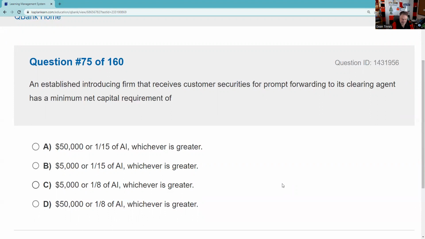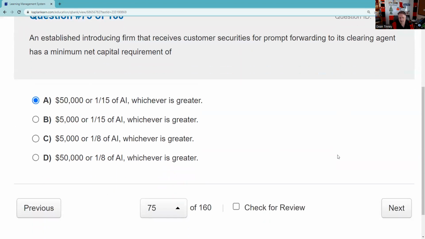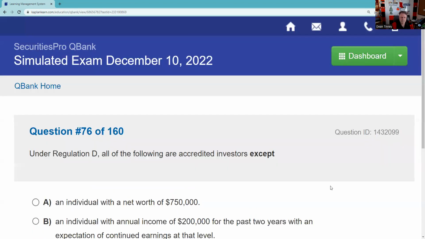So, the 3 standards of net capital are a hard dollar amount. In this case, it's 50 because you're accepting the securities for prompt forwarding. If you weren't doing that, it would be 5, but you're doing the prompt forwarding. So it's 50, and then it's $1 net capital for every $15 in aggregate indebtedness. The last standard I would know for net capital is debt to equity, that a subordinated loan can't exceed more than 70% of your net capital for more than 90 days. But the answer here is A.